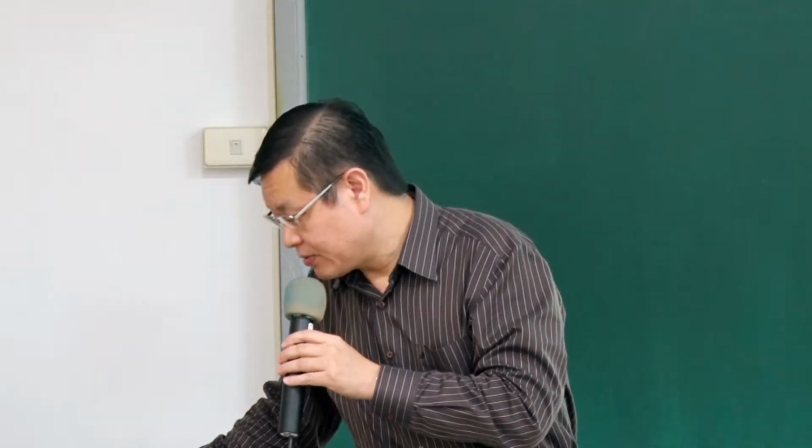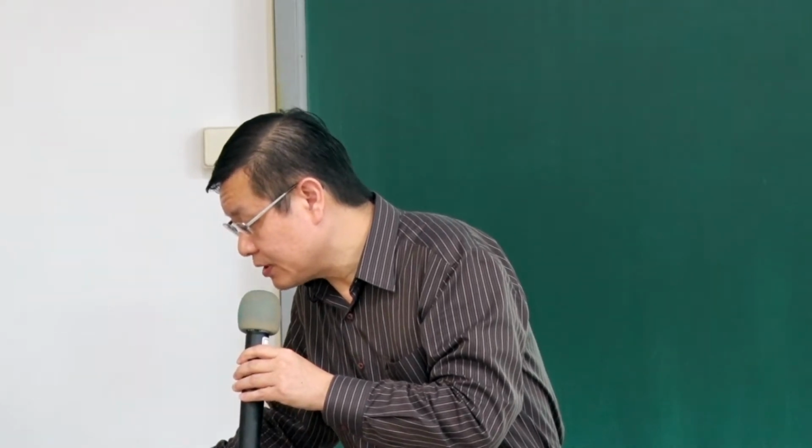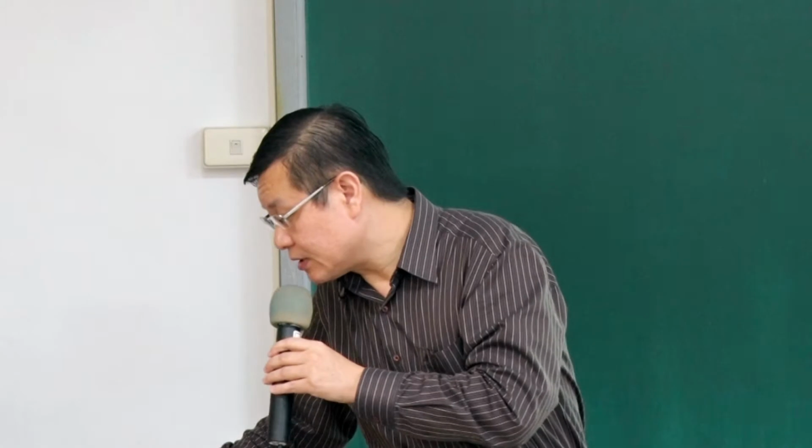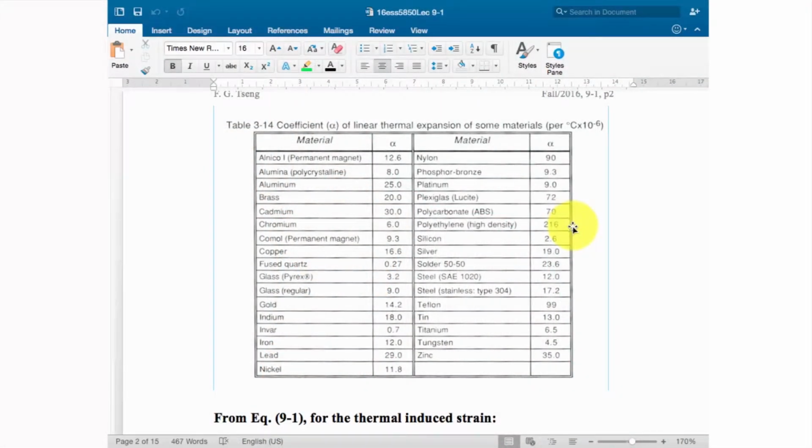The first is ceramic, the second is metal. The third one we will consider is polymer material, for example polycarbonate and polyethylene, these two. Polycarbonate is ABS, so you can see the alpha is 70. And at the extreme, polyethylene is 200 something. So for polymer material, the thermal expansion coefficient is even higher than metal, roughly 1 order of magnitude higher.